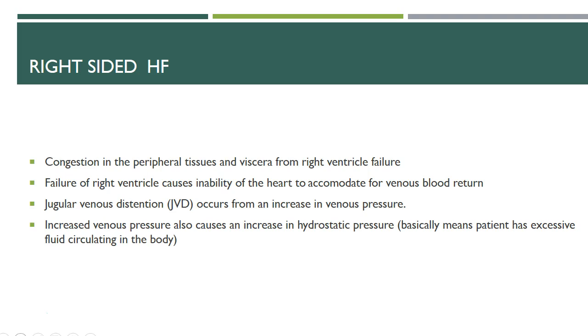So you have JVD, which can occur from an increase in venous pressure. You have all this fluid basically going around in your body, so you have an increased JVD. It also increases your hydrostatic pressure, which means you have excessive fluid circulating in your body, because if you remember back in fluid and electrolytes, we talked about how if your hydrostatic pressure is higher, your fluid is going to come out of your capillaries into your interstitial.